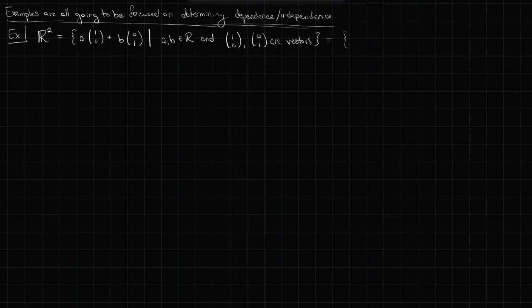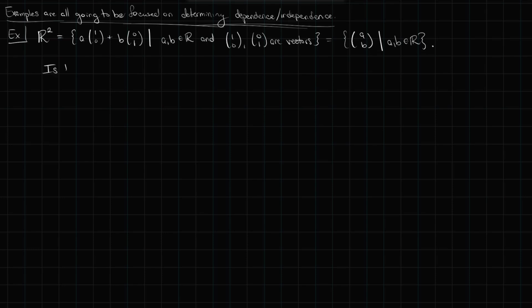So let's start with our first example, and we'll work with a real vector space here. Let's keep in mind the real vector space R2 can be defined by a(1,0) plus b(0,1) such that a and b are elements of R and (1,0) and (0,1) are vectors. Keep in mind this is equivalently the space of (a,b) such that a, b are in R. So that is a common vector space. Let's look at a couple vectors in R2 and determine if we are linearly dependent or independent.